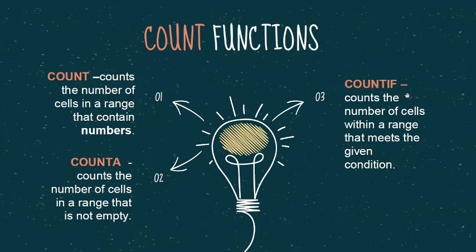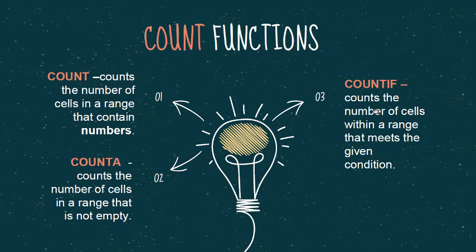This is actually for the COUNTIFS. For COUNT, you're going to count all the numbers in a cell. For COUNTA, you're going to count all the cells in a range that are not empty, including the text and the numbers. For COUNTIF, now we are going to set a criterion this time, the same as the SUMIF.